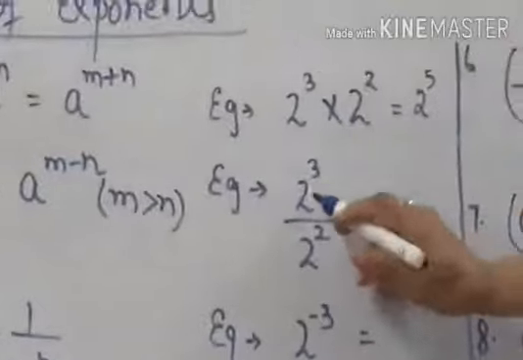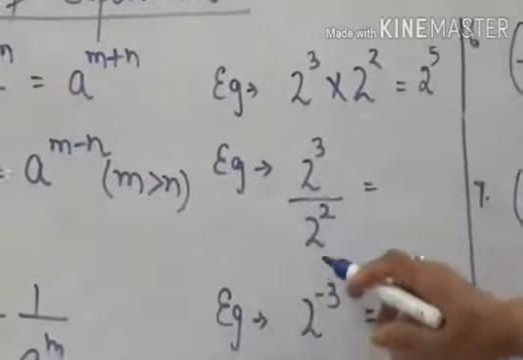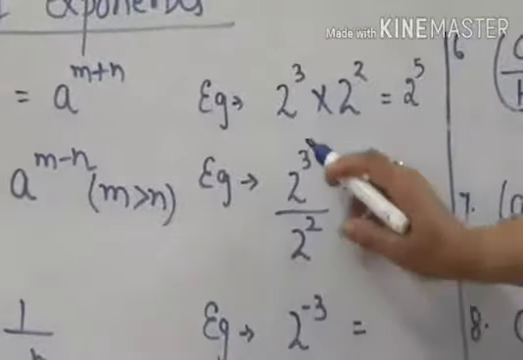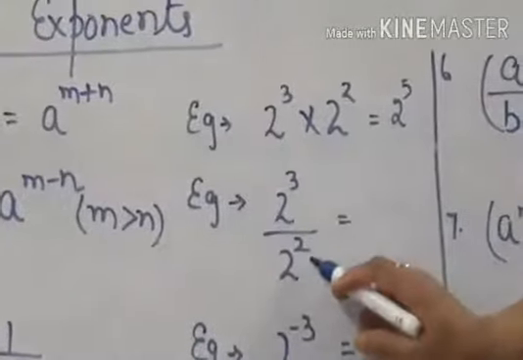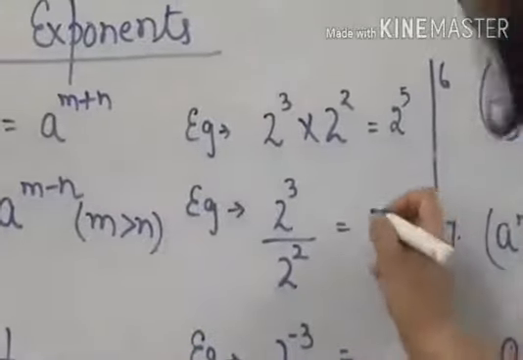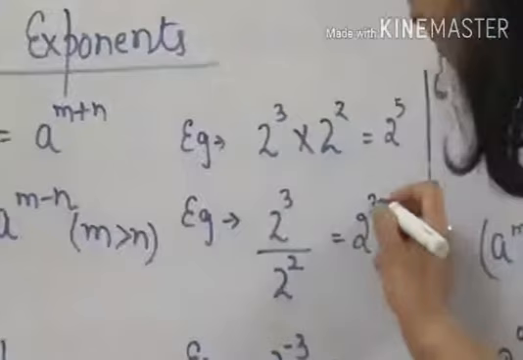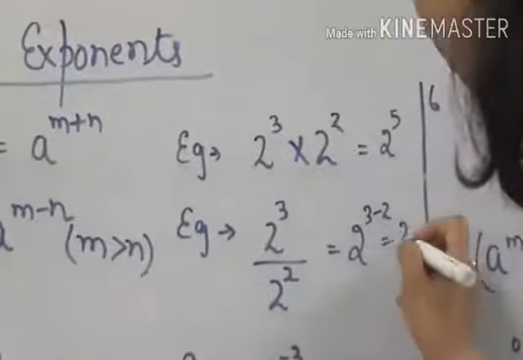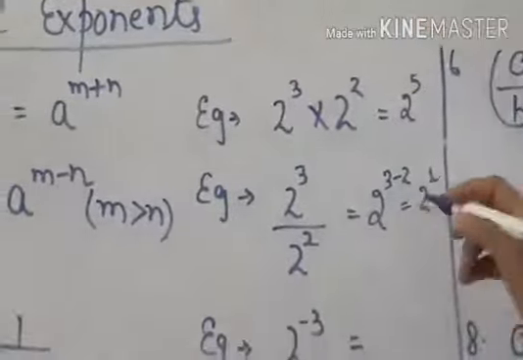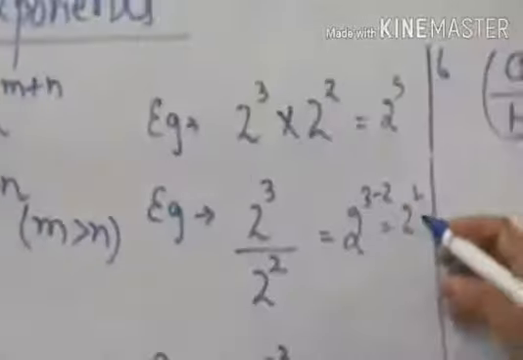Some example like 2 raised to the power 3 upon 2 raised to the power 2. M is 3, n is 2. So what will you get? 2 raised to the power 3 minus 2, that is 2 raised to the power 1. You will get 2 raised to the power 1.